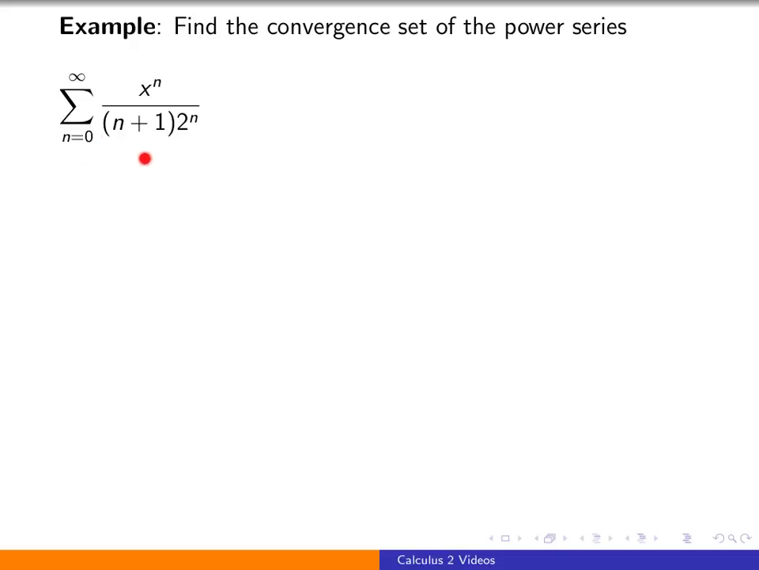In this example, we will determine the convergence set of the given power series. And note, because of the form x to the n, we would refer to this as being a power series centered at 0. So once again, we will use the ratio test.